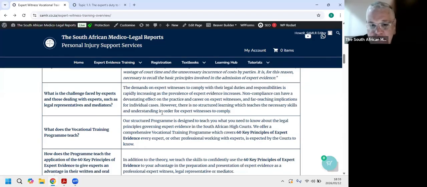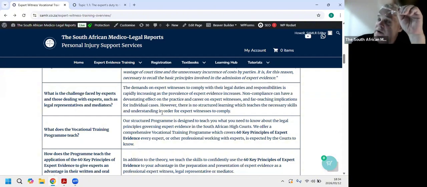The demands on expert witnesses to comply with their legal duties and responsibilities is rapidly increasing as the prevalence of expert evidence increases. And I've taken you through that, the development over the last few decades. Non-compliance can have a devastating effect on the practice and career of expert witnesses and far-reaching implications for individual cases. However, there's no structured learning which teaches the necessary skills and understanding in order for expert witnesses to comply.